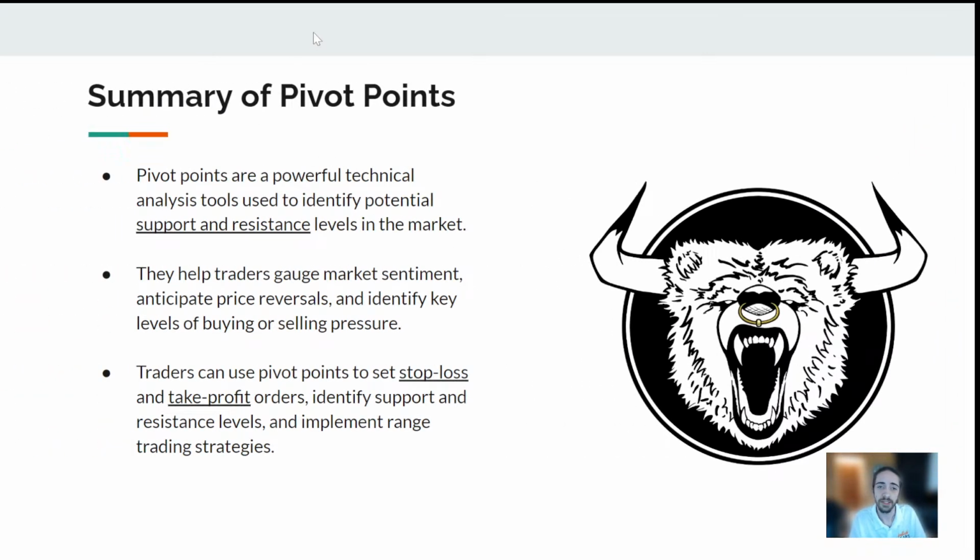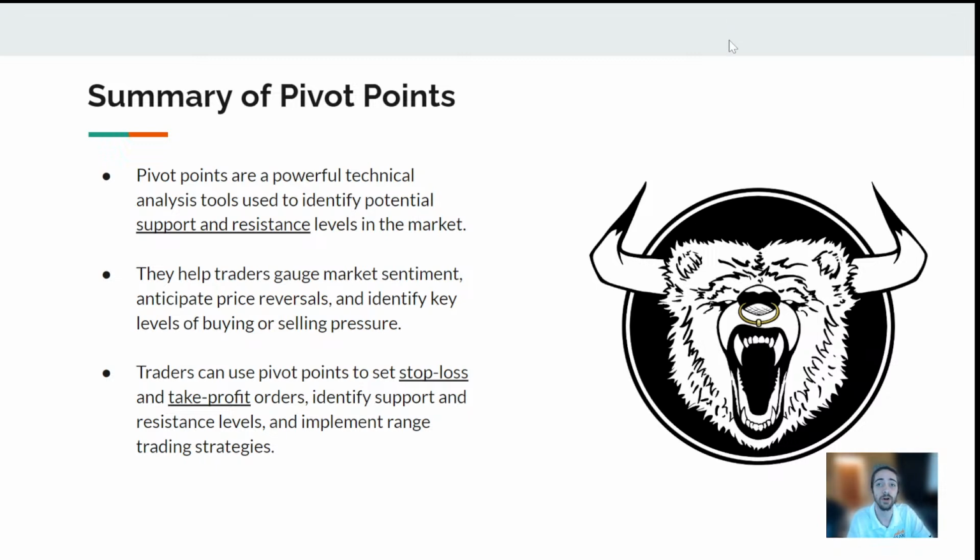So basically, a summary of pivot points. Pivot points are a powerful technical analysis tool used to indicate potential support and resistance levels. They help traders gauge market sentiment and anticipate price reversals and identify key levels of buying or selling pressure.